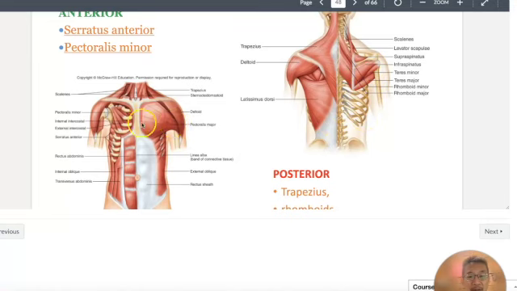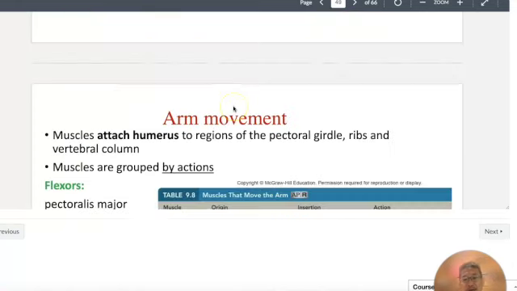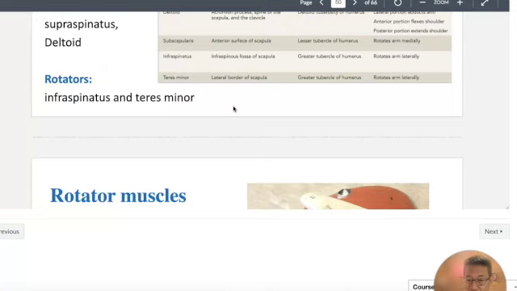Okay, so here's the front. When this pulls, when this shortens, this will bring the shoulder in. Okay, when this shortens, it will bring the arm up. Okay, when this shortens, it will bring the shoulders back, and so on and so forth. Okay, just try to remember where they are.